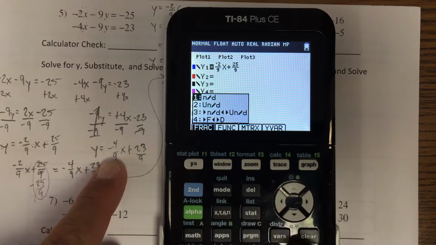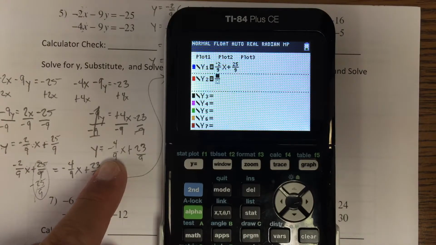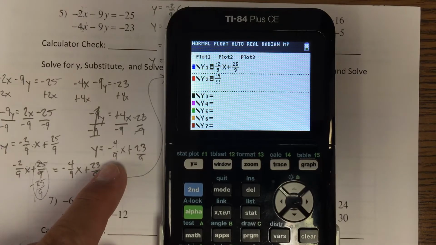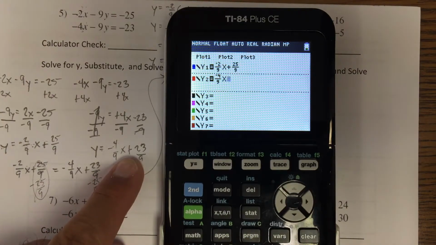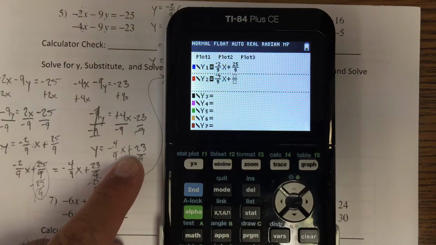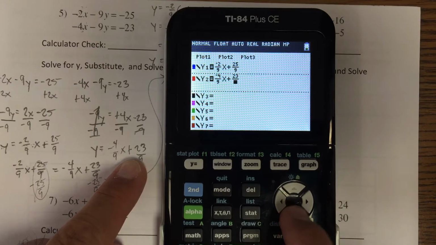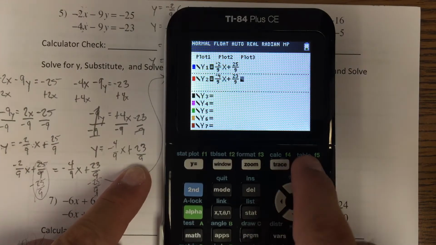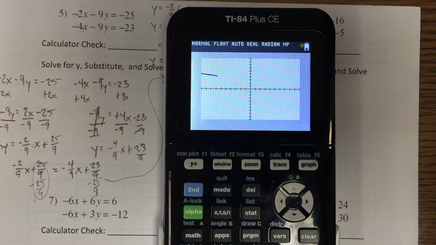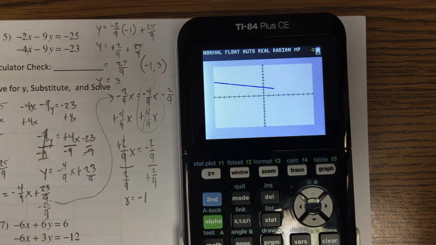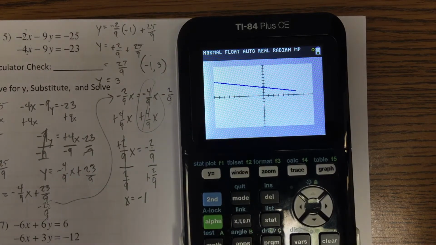So alpha y equals, enter, negative 4, down, so I can get into the denominator, 9, tab over, x plus alpha y equals, enter, 23, tab down, 9, enter, and I can graph it. And it should come out right around, what did we say the answer was? Negative 1, comma 3.